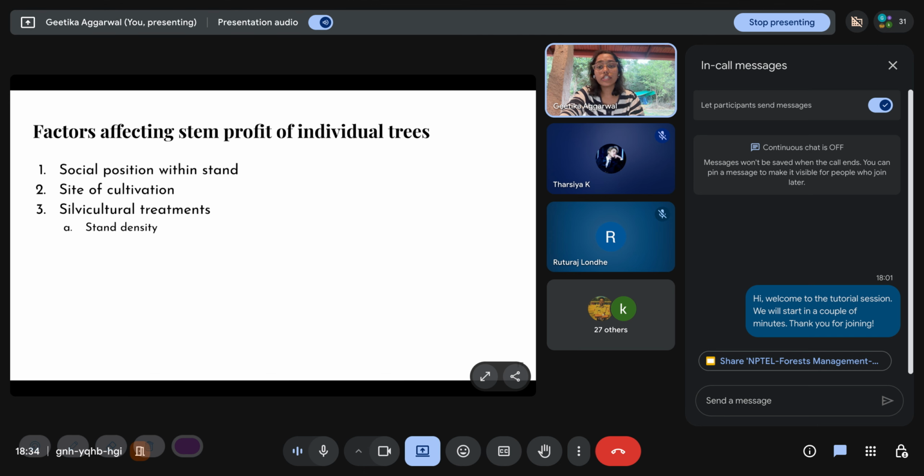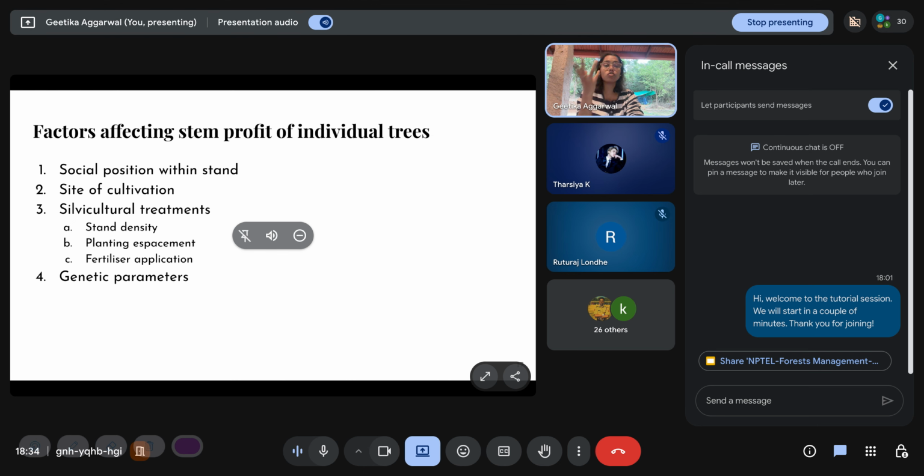Coming to silvicultural treatments, you talk about stand density. If you have a more dense stand, then the central trees would have less wind action. Basically, that will help you. Planting spacement, how much space do you give to the trees? If you're planting trees too far apart, then they will experience more wind. If you're planting trees closely, then they will experience less wind, and that will be better for getting better timber. Fertilizer, how much fertilizer you apply, will improve the quality of wood that's coming out. And then there are genetic parameters, because of course some trees will be genetically better than others, having a strong stem and strong timber which can be extracted from those trees.